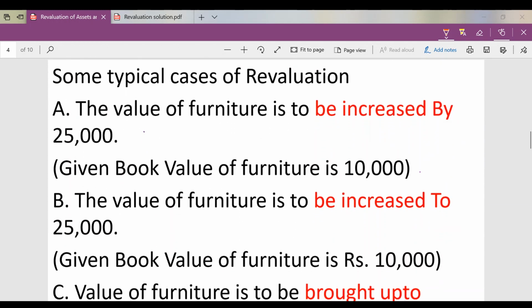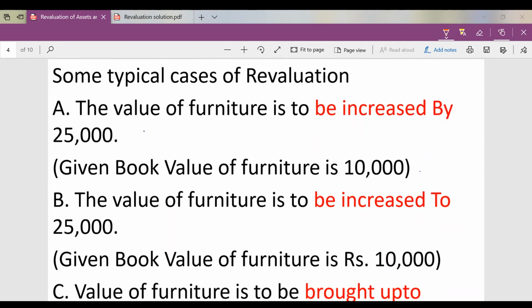Now we'll come to the typical cases of revaluation. The first is when the value of furniture is to be increased by 25,000. Furniture is an asset, and now he's telling you the increase. So you need to debit it further by 25,000, then only it will increase by 25. He's also telling you that the book value is 10. So after increasing it by 25 more, the new value will become how much?